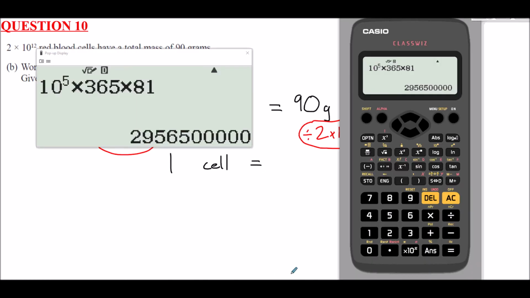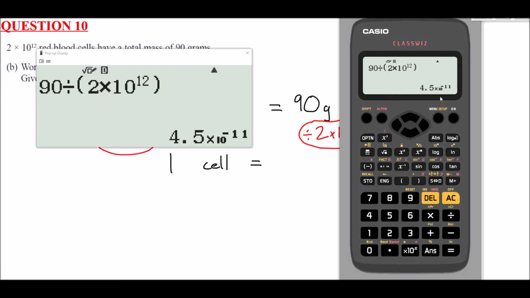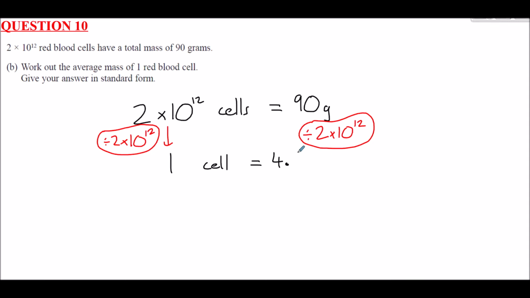So this is what we do. We're going to do 90 divided by, now put this all in brackets, 2 times 10 to the power 12. Close brackets and press equals. You now have, already in standard form, so we don't need to get our calculator to change the format, 4.5 times 10 to the power minus 11. So that, according to the question, is the average mass of one red blood cell. They don't weigh much, and, well, as you'd expect.